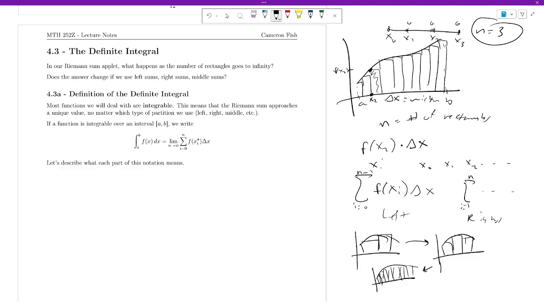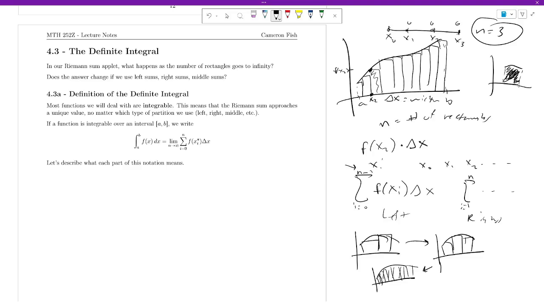So we want to think of the area under the curve as the entire shaded thing, all the way. And I want to think of that as an infinite number of rectangles, like having this n here be infinity.